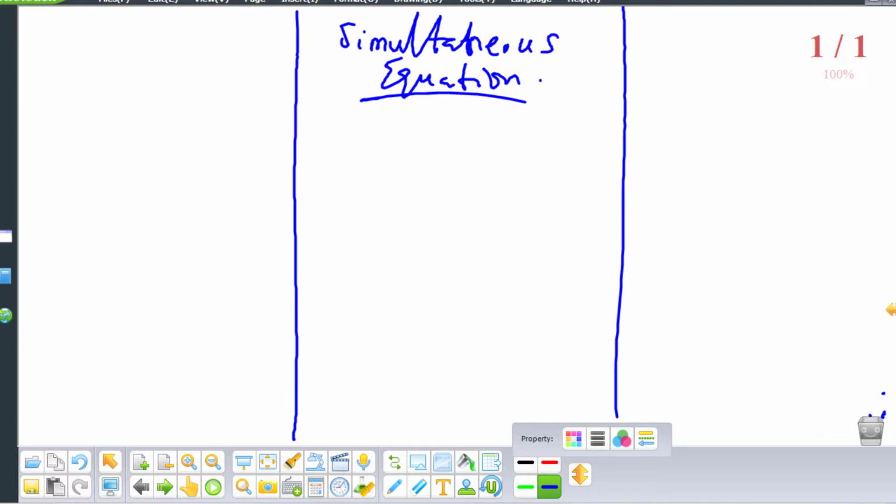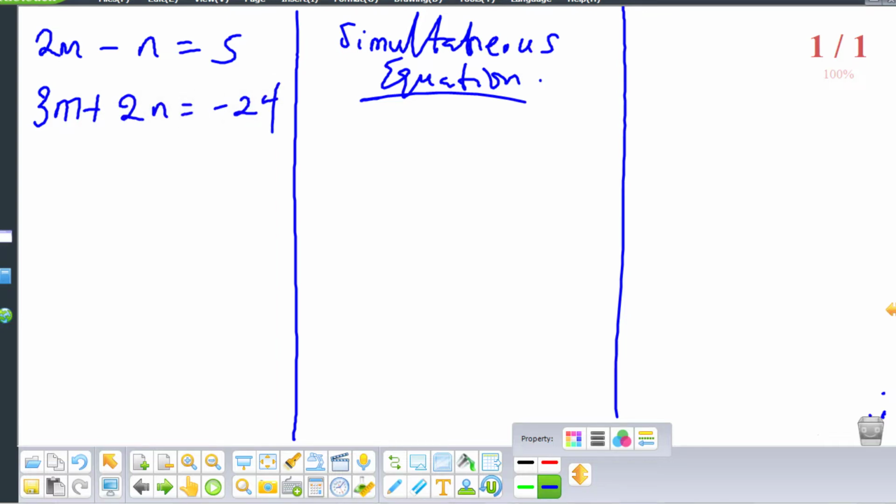Let's see. The question says, solve the following pairs of simultaneous equations. And it goes thus: 2m minus n equals 5, and 3m plus 2n equals minus 24. So, what are the variables we have to solve here? We have to get their respective values, and they are m and n.